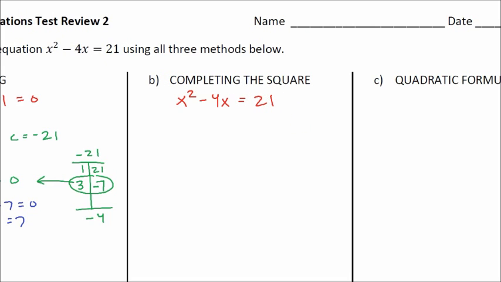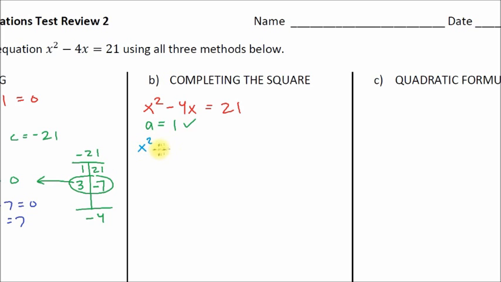I'm going to move that over a little bit to make room for my calculations. Alright. Next step is we're going to make a space. Oh, sorry. The next step is actually make sure that A equals 1. And it does, so we can move on. We have to have A equal to 1 before we can complete the square. So now we can go ahead and make our space.